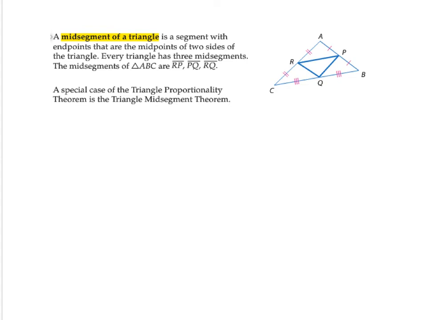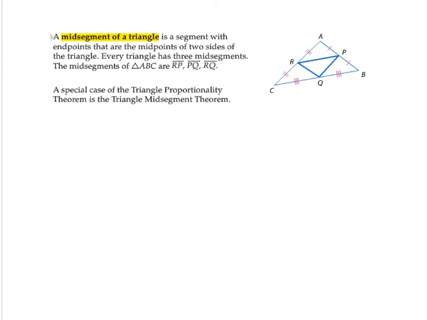Okay, so the midsegment of a triangle is just a special case of the side splitter theorem, where the midsegment, like here in this case RQ, or if you want RP, goes from midpoint to midpoint. So if R and P are both midpoints, then the segment RP is a midsegment. It's not just a line segment; it's the midsegment. Again, it chops the sides into equal pieces because it's going from midpoint to midpoint. So I think it would be easy to see that those would be proportional.